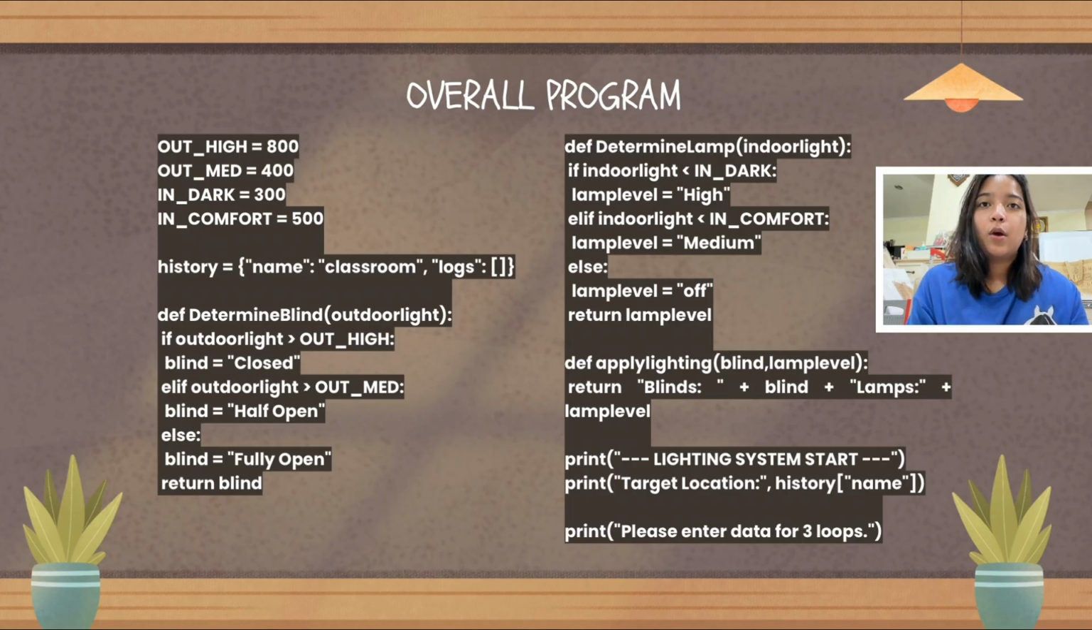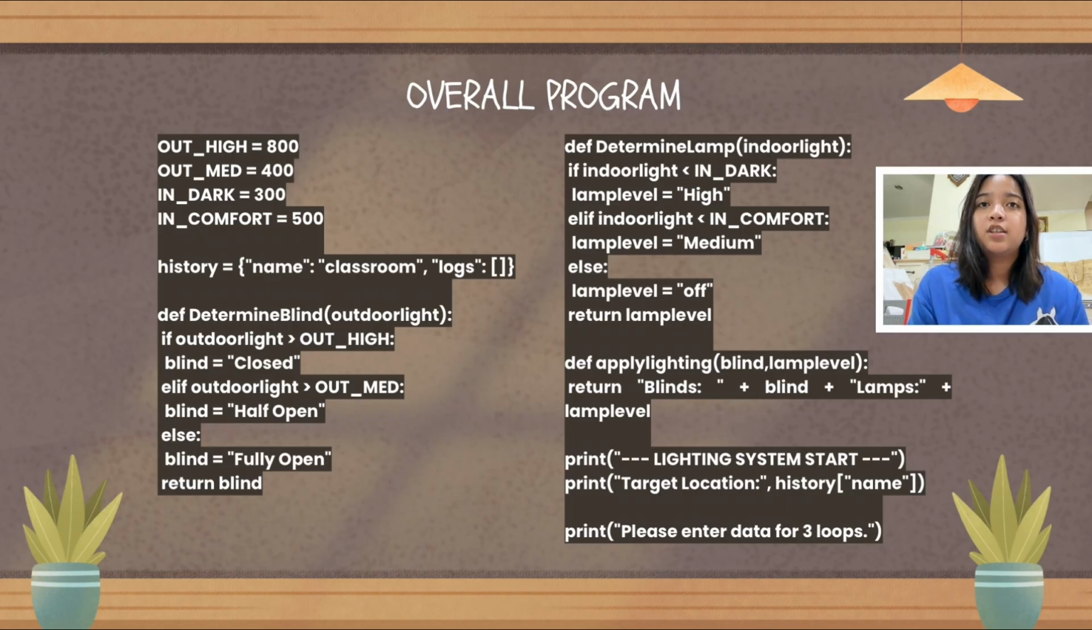At the beginning of the program, we define several constant variables, namely out_high, out_med, in_dark, and in_comfort. These variables act as fixed lighting thresholds used for system decision making. The first one, out_high, 800, means outdoor light above 800 lux is considered too bright. The second one, out_med, 400, represents medium outdoor brightness. The third one, in_dark, 300, means the classroom is considered dark below 300 lux. And the last one, in_comfort, 500, represents comfortable indoor lighting conditions. These values are important because they become the environmental standards used throughout the entire adaptive lighting process.